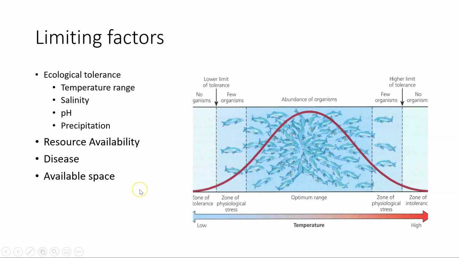We also have to account for resource availability, how much food, how much water is there. Disease becomes more and more of an issue the more dense a population gets. And then of course just space. So we get our intrinsic rate of growth before environmental resistance kicks in. As soon as there's some sort of environmental resistance, though, we start putting limitations on how fast that population can grow, and likewise how big that population can get.